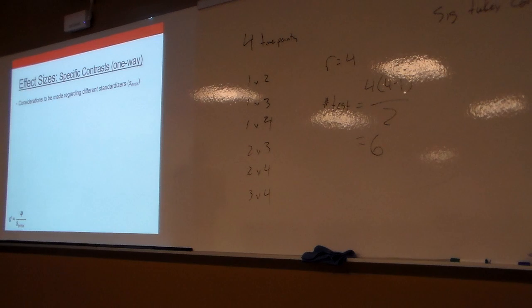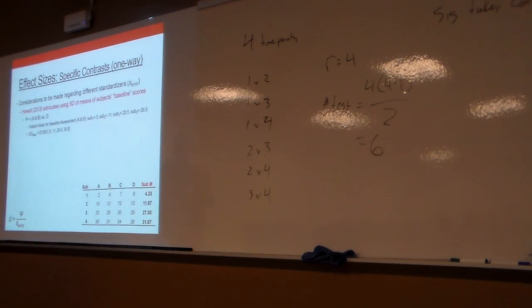Okay. Cool. So effect sizes. For our specific contrast, this gets a little bit tricky. As always, when we're thinking about effect sizes, our primary concern is what do we use as our standardizer? We went through a number of different options with our between subjects effects, but when we get into contrasts with our repeated measures designs, we add some new complexities, right?